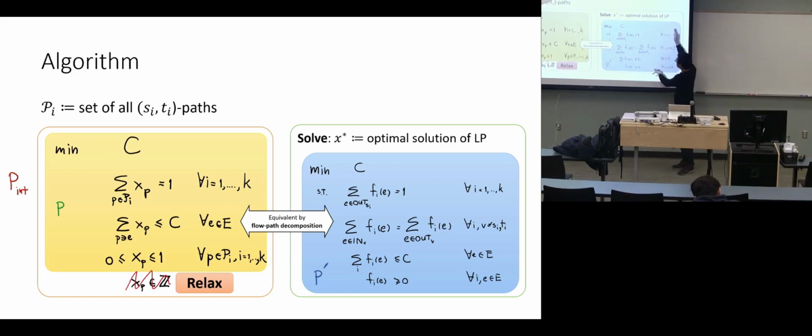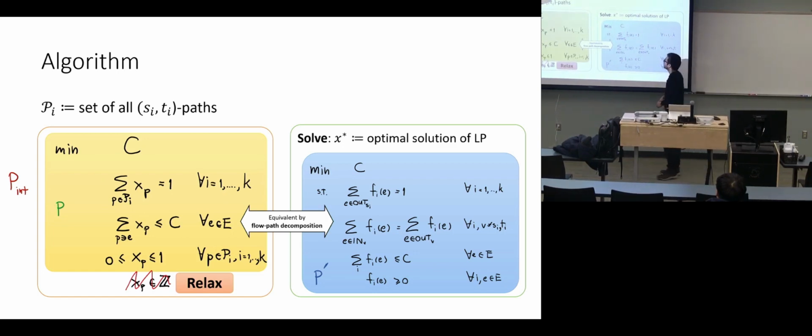So you see this LP is a kind of K-commodity flow problem. You have K kinds of flow. For each kind, for the ith kind, you want to send from s_i to t_i by 1 unit. But for every edge, the total flow over all K kinds is at most C. Make sense? This interpretation? Okay.